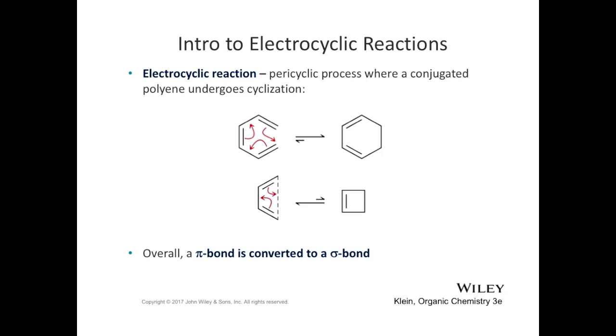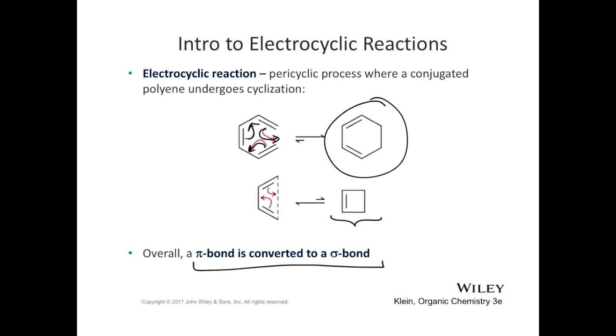Electrocyclic reactions involve conjugated polyenes which undergo cyclization. So in this case, we're going to have 1 pi bond removed and 1 new sigma bond formed. And this pi bond forms the new sigma bond, and these pi bonds simply move over, and you get this cyclic product. You can also do this with butadiene to form this cyclobutene. And the overall transformation is that we're converting one of the pi bonds into a sigma bond.